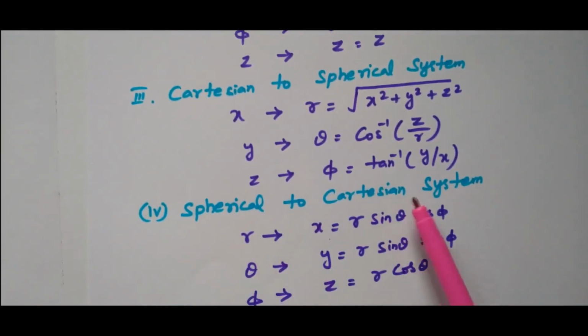Then spherical to Cartesian, again it is reversed. Spherical r, theta, phi is available. We can convert into x, y, z, right? How will you find x? X equals r sin theta cos phi, y equals r sin theta sin phi, right? Z equals r cos theta. So by using these formulas, r, theta, phi can be converted into x, y, z. So for further simplification and further calculation, we can convert from one coordinate system to another coordinate system. Thus equivalent formulas are available.